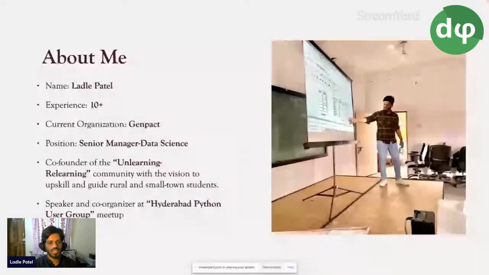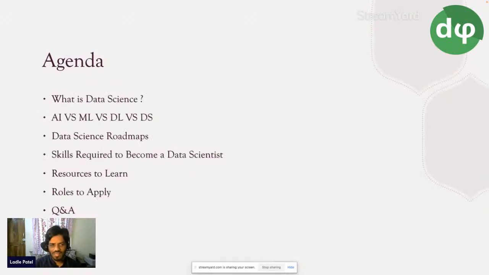Rural area and small area students, mostly rural area students, right? So I'm also part of the Hyderabad Python community group, where I also speak on their meetup group and co-organize, interact with folks who are industry experts, and organize the events at meetup.com, mostly related to Python and data science.